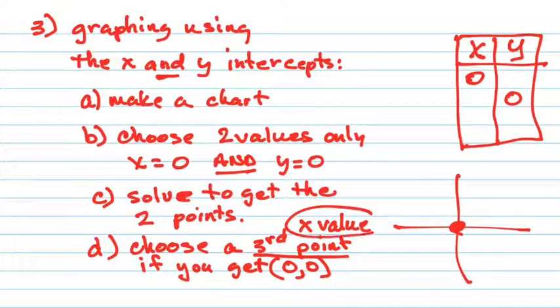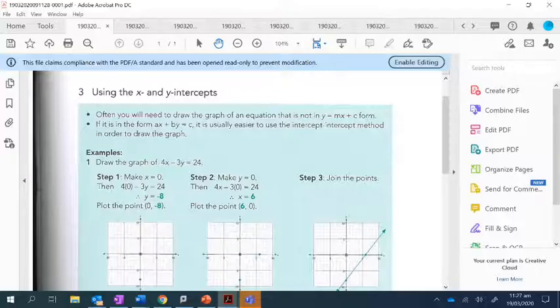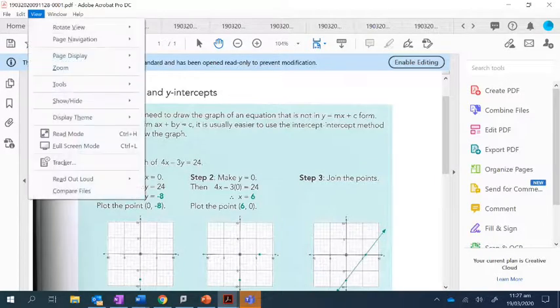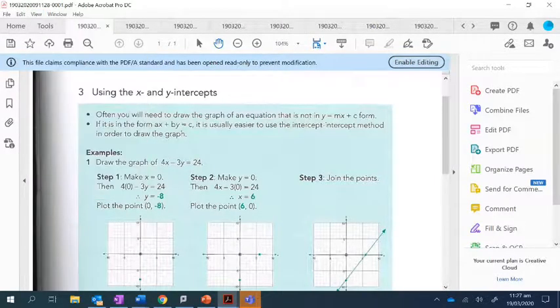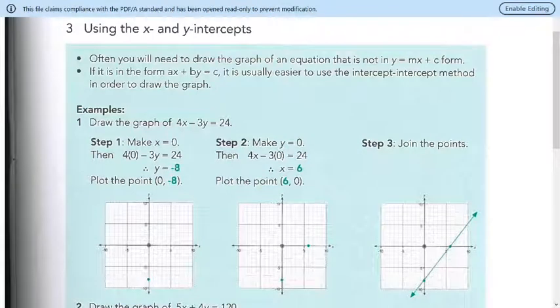A third point, which just means pick any x value and work it out. Okay? So let's look at some examples. I'm going to go to your homework, your book, to look at these examples so that they look like what you see. Sorry, it takes a minute. There we go. So, using the x and y intercepts.